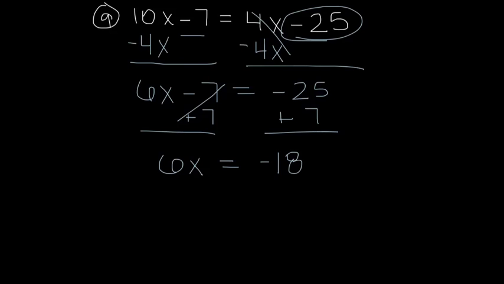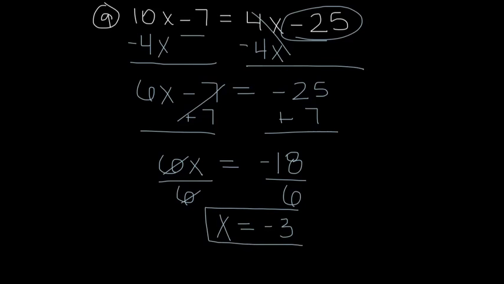Now that I have all of the variable terms on the left and the constants on the right, I can divide to isolate the variable, so I'll divide both sides by 6. My 6's cancel, and I am left with x equals negative 18 divided by 6 is negative 3.